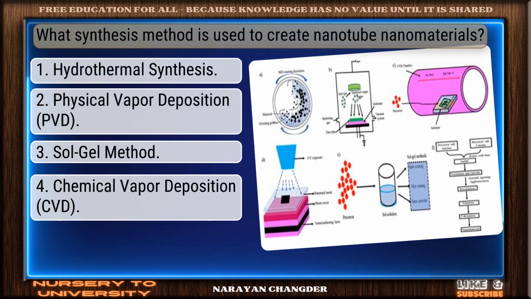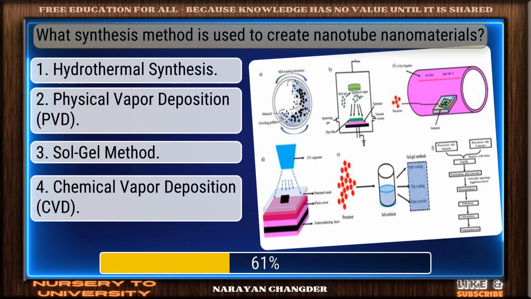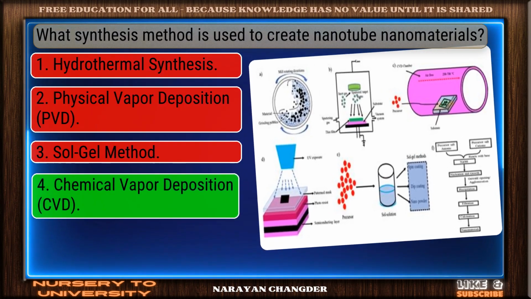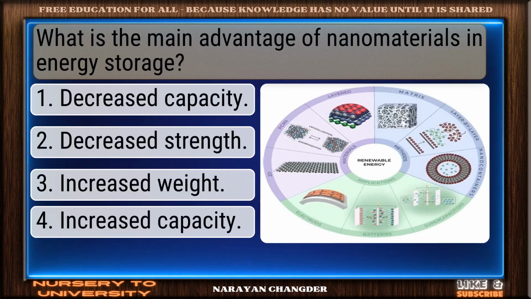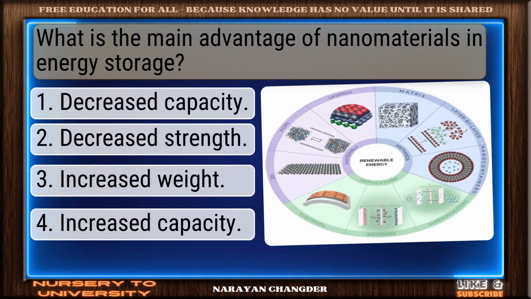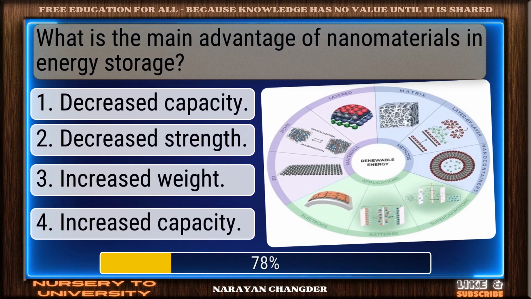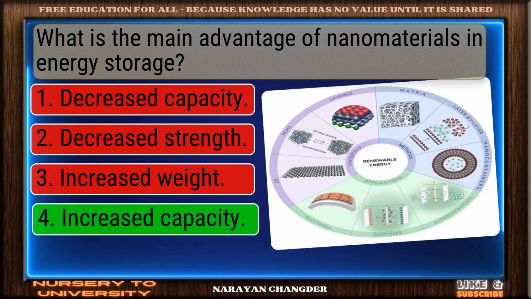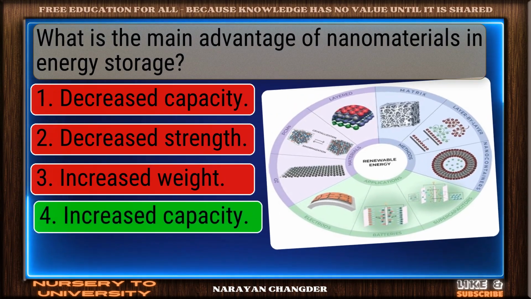What synthesis method is used to create nanotube nanomaterials? Great thinking. Chemical vapor deposition is the right choice. What is the main advantage of nanomaterials in energy storage? Nice work. You chose increased capacity, and it is correct.